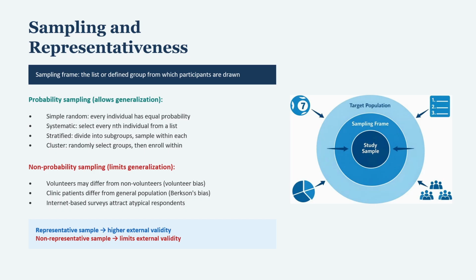The relationship is direct. A more representative sample produces higher external validity. This is why sampling design matters as much as study design. A beautifully randomized trial on a convenience sample may have excellent internal validity, but very limited generalizability.